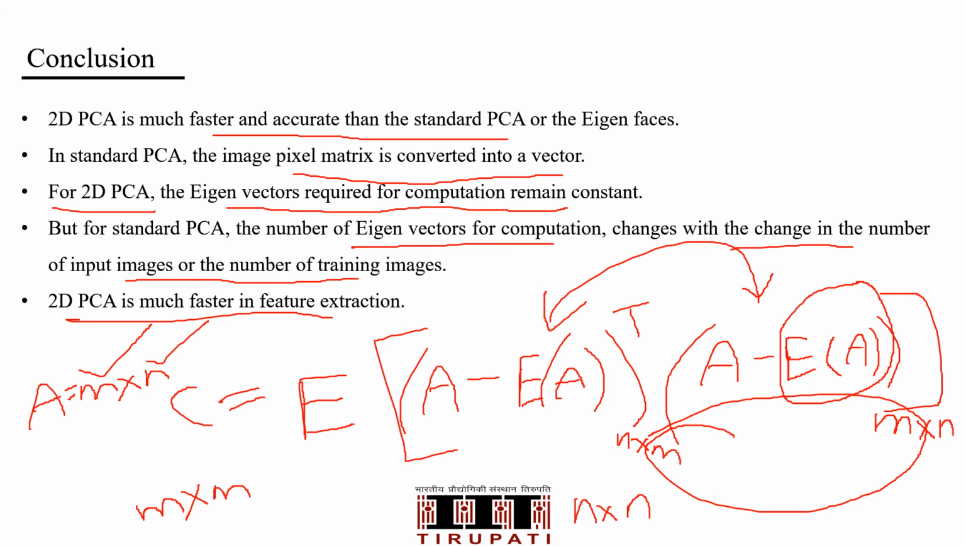This is the further work for 2D PCA or further research approach.